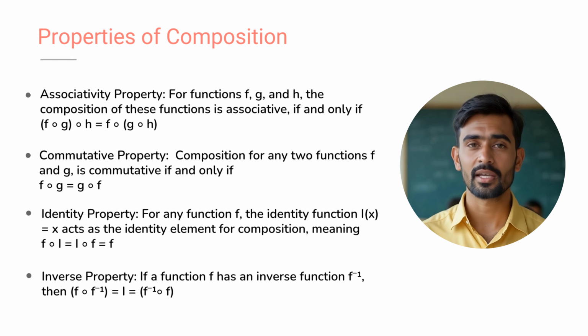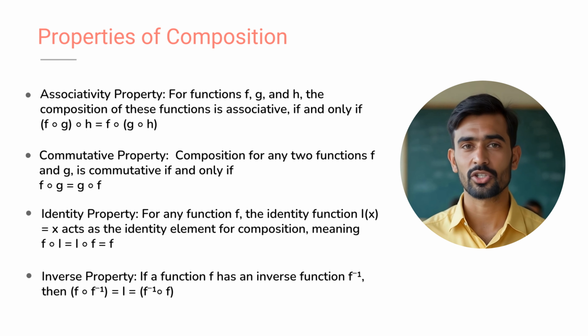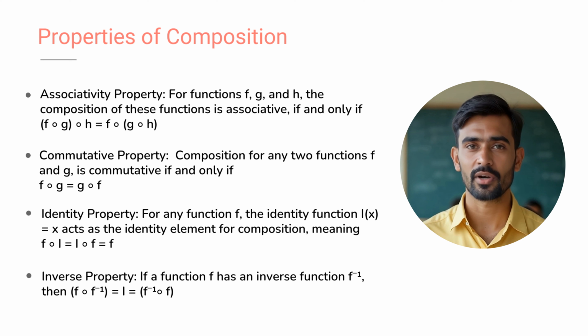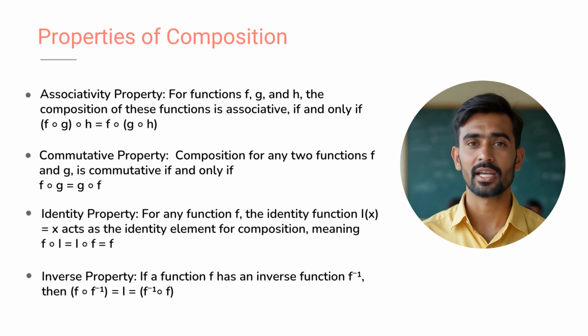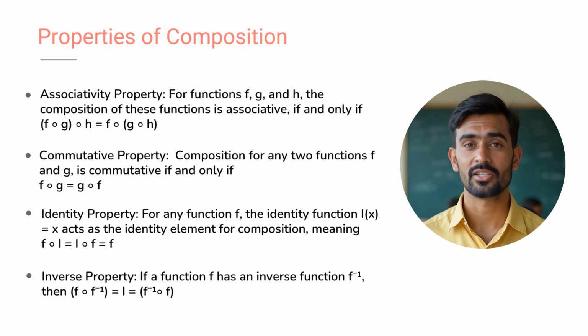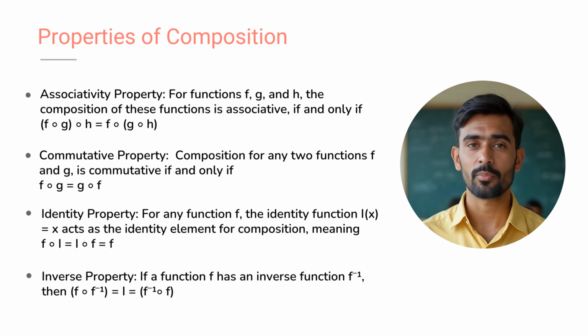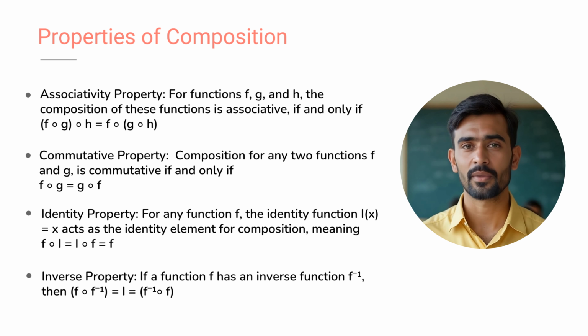Let's wrap up with the key properties of function composition, the rules that govern how functions combine. First is the associativity property. For functions f, g and h, composition is associative, which means f composed with g, then composed with h, is equal to f composed with g composed with h. You can group them however you like, the result stays the same.